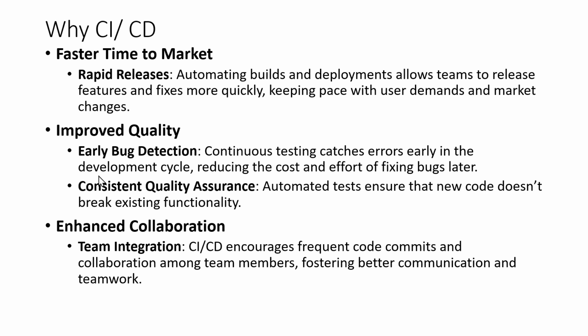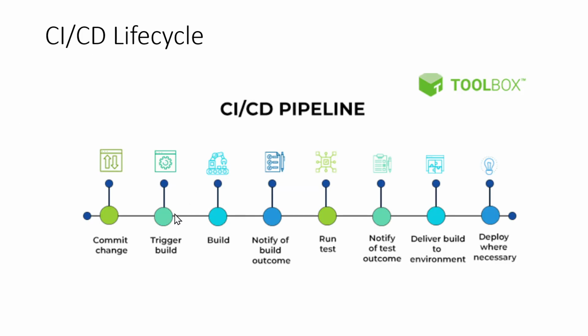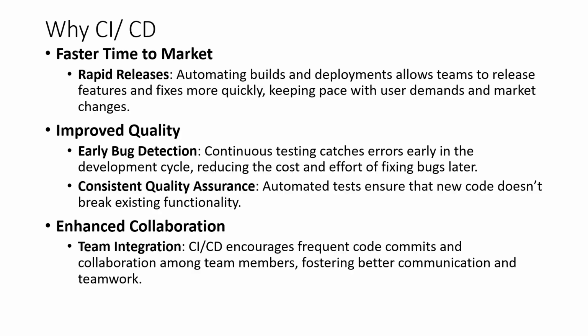And improved quality. If you have any error here, it will not proceed to the further step immediately. It will return here and notify the developer that we have an error. That is improved quality by early bug detection. Continuous testing catches errors earlier in the development cycle, reducing the cost and effort of fixing bugs later.